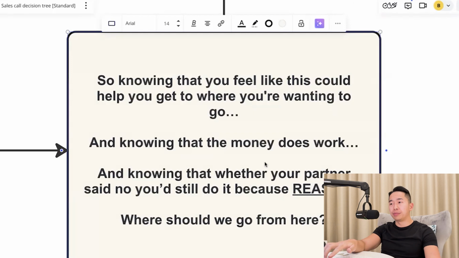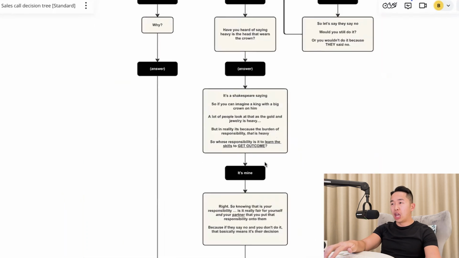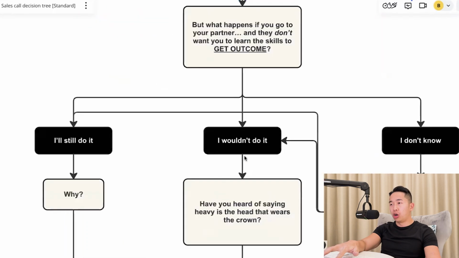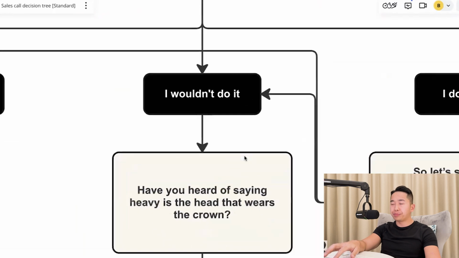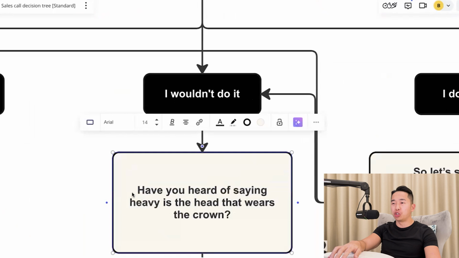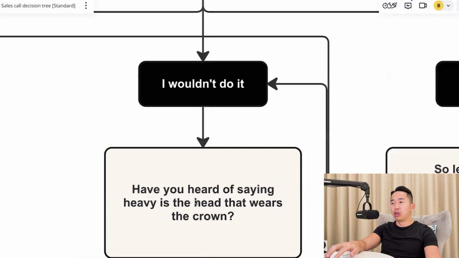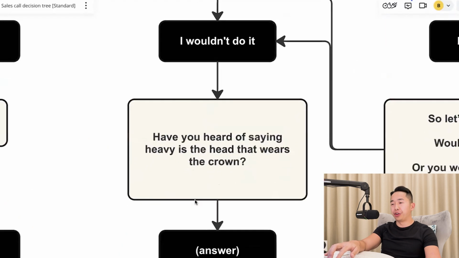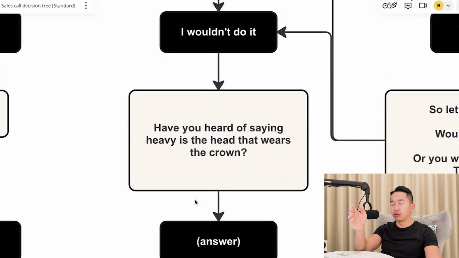We're looping back to the sale. All right. Now, let's go to the scenario where, well, I wouldn't do it. Okay. Now, at this point, depending on your offer, but we'll go through a general example. Okay. So we go through a reframe. A reframe, again, is helping them see things from a different perspective, right?